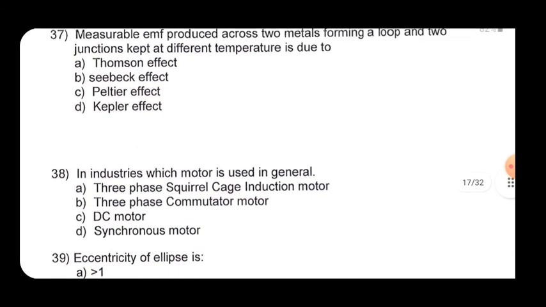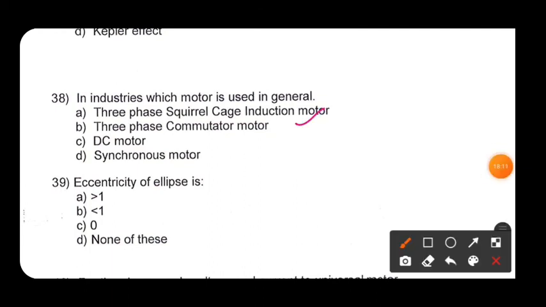Very easy question. Next is which motor is used in general in industries. This is the three-phase squirrel cage induction motor, due to being robust and simple in design. Its speed is almost constant, it operates at a very high torque, and speed control is also easy through a VVVF drive, that is, a variable voltage, variable frequency drive.